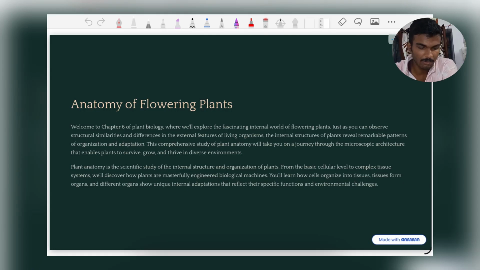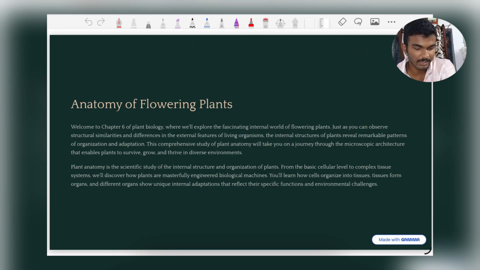Welcome to chapter 6 of plant biology, where we'll explore the fascinating internal world of flowering plants. Just as you can observe structural similarities and differences in the external features of living organisms, the internal structures of plants reveal remarkable patterns of organization and adaptation. This comprehensive study of plant anatomy will take you on a journey through the microscopic architecture that enables plants to survive, grow, and thrive in diverse environments.